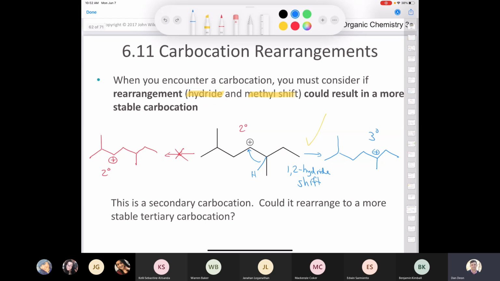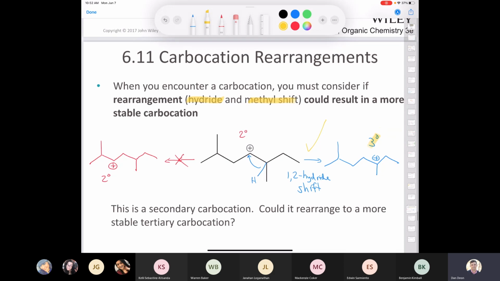So in this case, it would undergo rearrangement. It would undergo a 1,2 hydride shift in order to produce a tertiary carbocation, which is more stable than a secondary carbocation. Give me a thumbs up if you follow me on that one. This is just evaluation of the carbocation in determining whether rearrangement is going to occur or not. Or if you have a question, feel free to stop me.